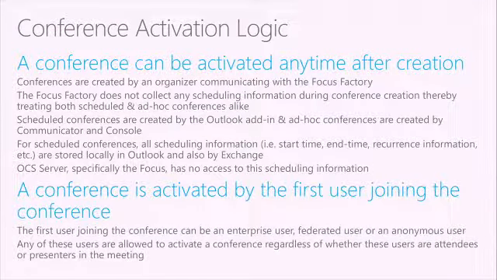This slide kind of sums up that whole concept of the activation of the conference and what's actually going on under the hood when you're talking to the focus and all of the various aspects that it needs to do. The first user that joins the conference is the one that activates the conference. That doesn't have to be the meeting organizer. That could be any one of the presenters. It could even be an anonymous user for that matter, right? They can activate the conference. Now, they may activate it and be stuck in the lobby, but they've still activated the conference at that point, right? So the first user joining the conference could be anybody, enterprise user, federated user, anonymous user.